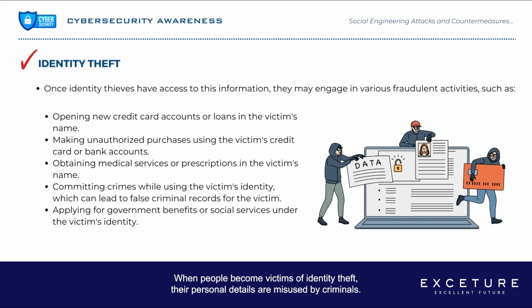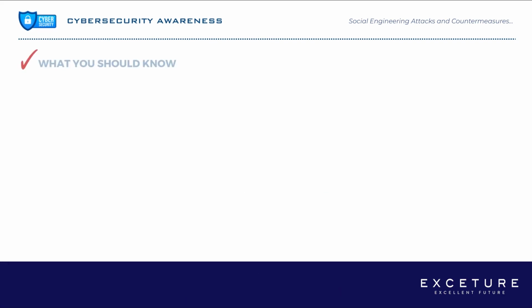When people become victims of identity theft, their personal details are misused by criminals. These thieves can open new credit cards, take out loans, buy things without permission, get medical services, commit crimes under the victim's name, or wrongly claim government benefits using the victim's identity.